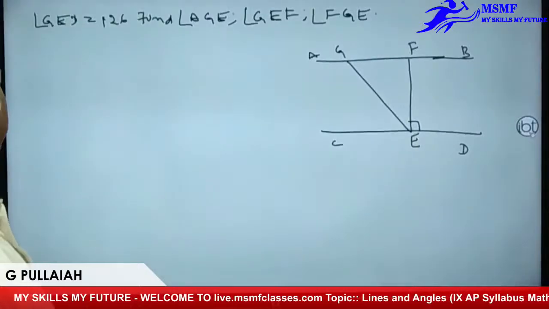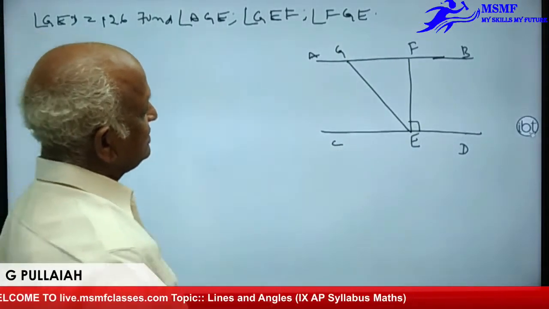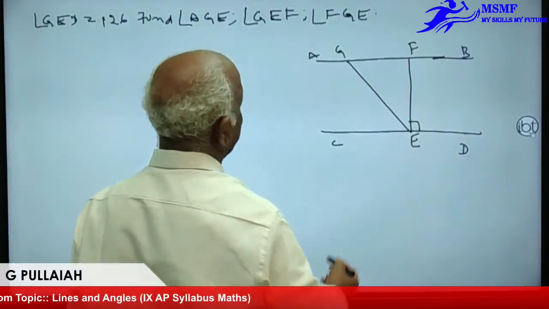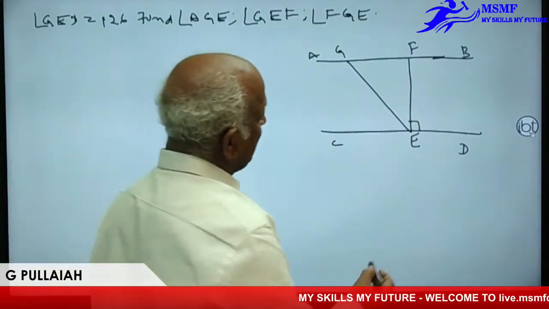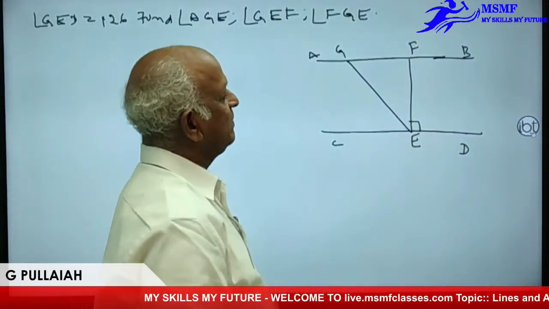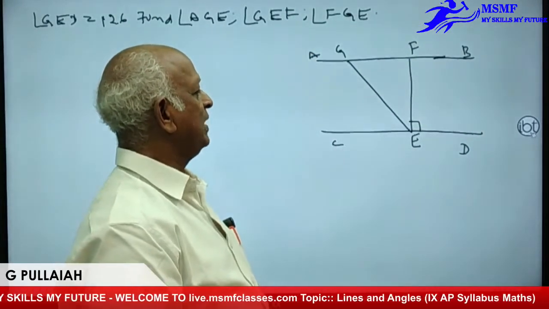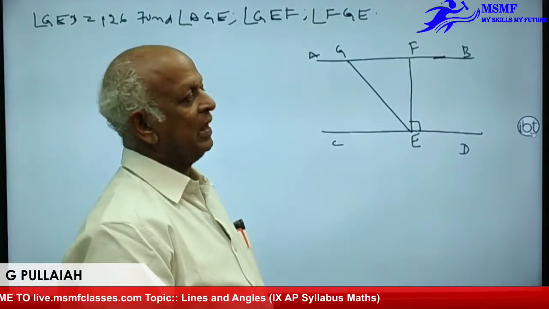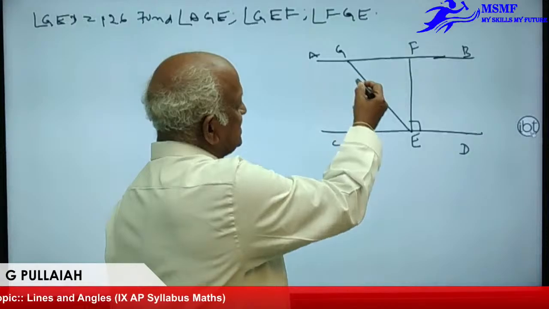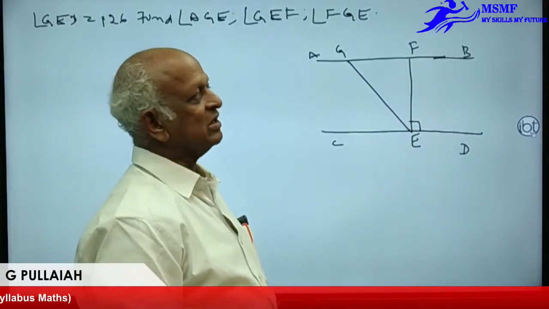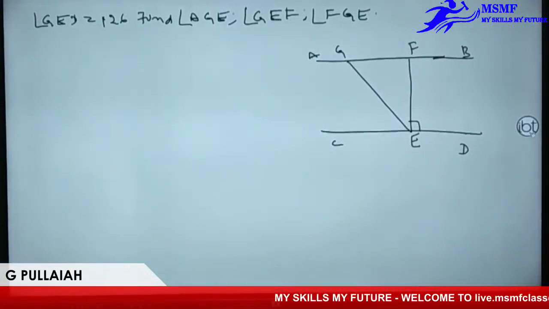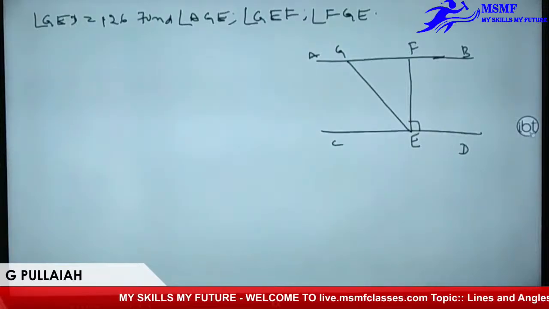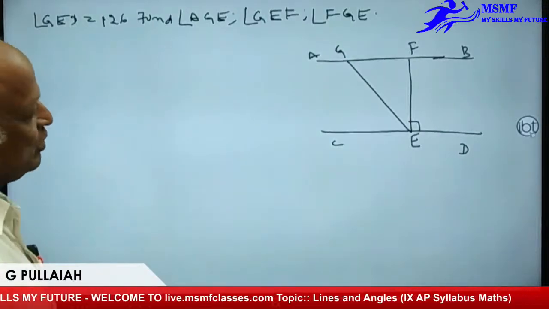So think very carefully here. It is given that AB is parallel to CD, first of all. And remember very carefully, this mark shows that it is a perpendicular. EF is perpendicular to CD. And here G is a transversal. Now our question is, it is given that angle GED is equal to 126.